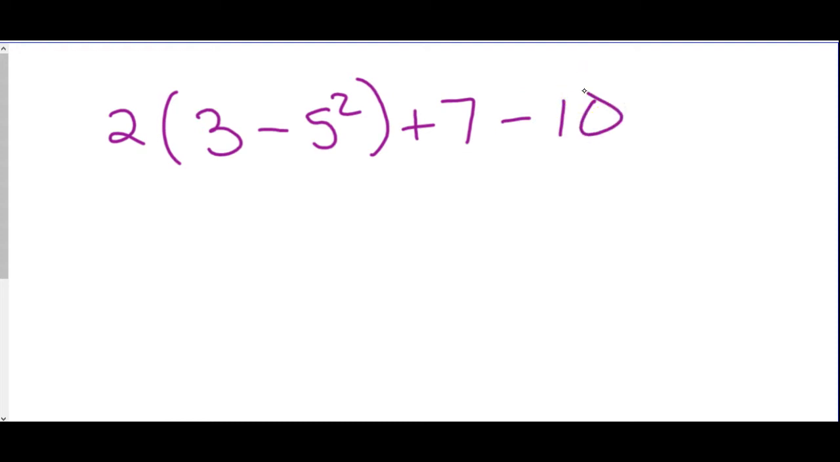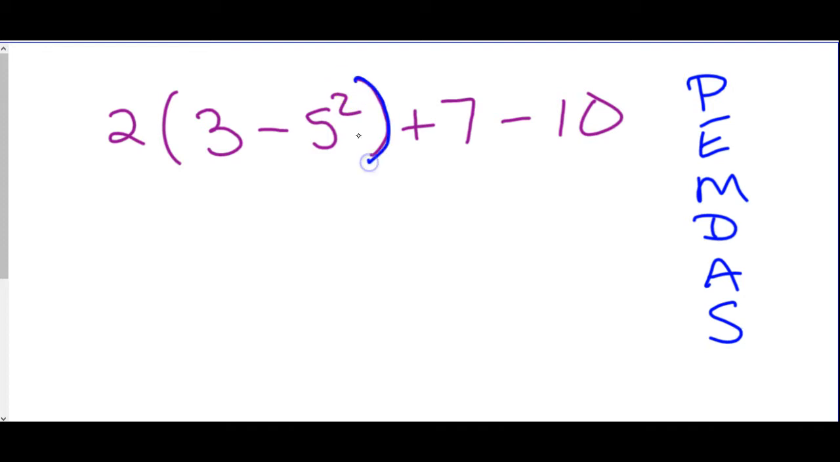So when we read, we're used to things going from left to right reading, but that is not the case with order of operations. We have to follow this order, PEMDAS. So P stood for parentheses. And when we say parentheses, that means we're going to focus on anything inside the parentheses.